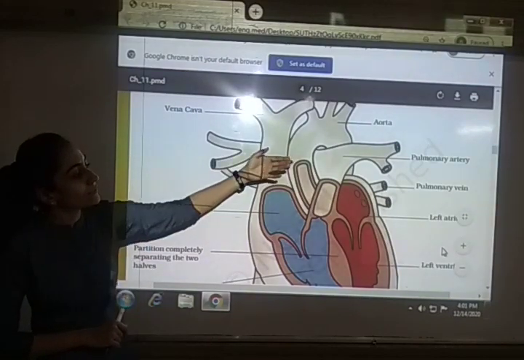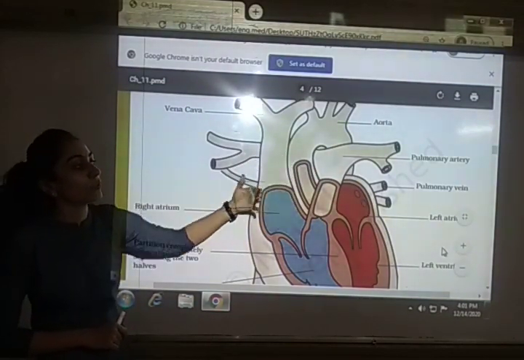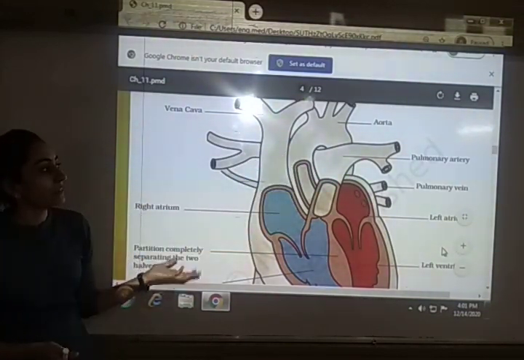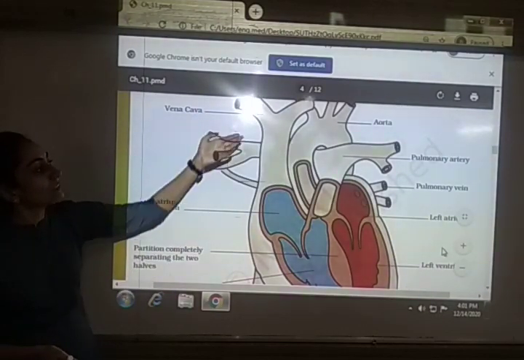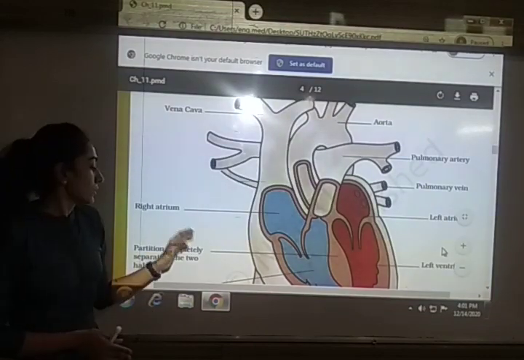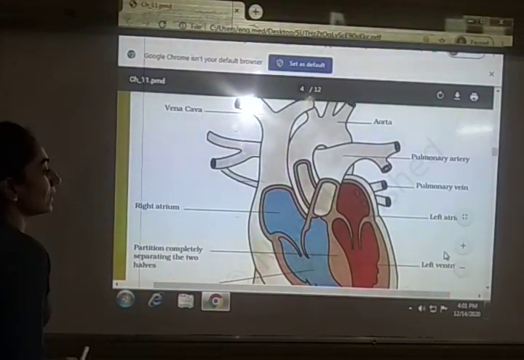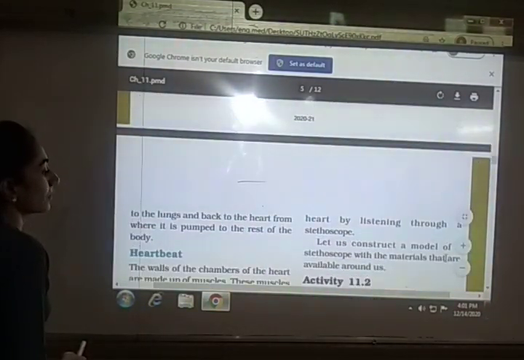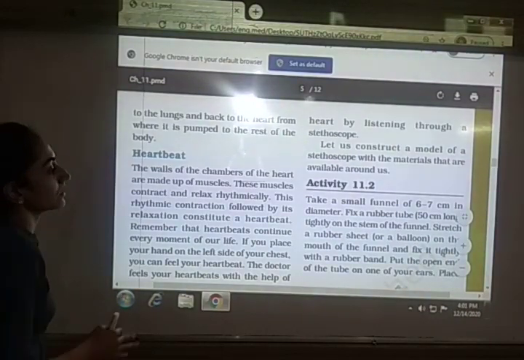And then after, we had seen the pulmonary vein and pulmonary artery. So what is their function also? We had seen the main artery, that is the aorta, and the main vein, that is the vena cava. So these are the things we had seen in the last video, and how the blood circulates in our body.